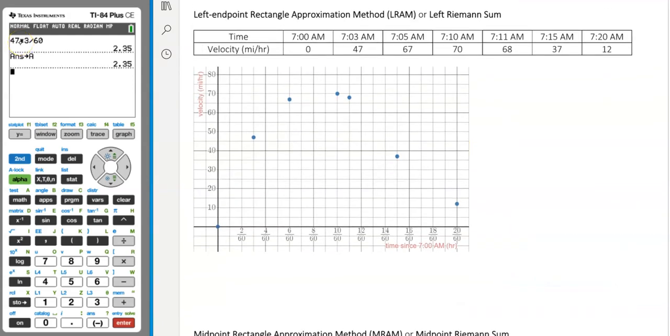The left endpoint rectangle approximation method is the same, except that we assume the constant value of the function is its value at the left endpoint of the subinterval rather than at the right endpoint. In this particular case, the function's value at the left endpoint of the first interval is 0. So assuming that value across the first 3 minutes gives a rectangle whose height is 0. So our delta position A in this case is 0.